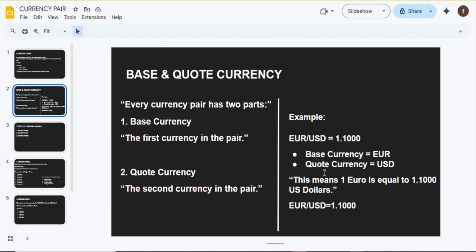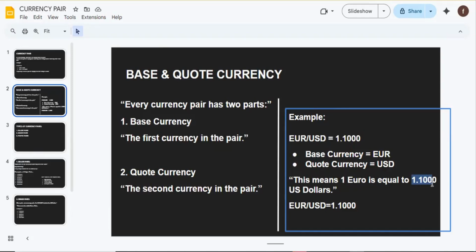What that actually means is that, let's say the price of Euro USD is at 1.1000. That means 1 euro is equal to this price tag here, which is 1.1000. So for you to get 1 euro, you will need $1.1. That is just what it means. For you to get 1 euro, you will need that quoted price, which is 1.1 US dollars.